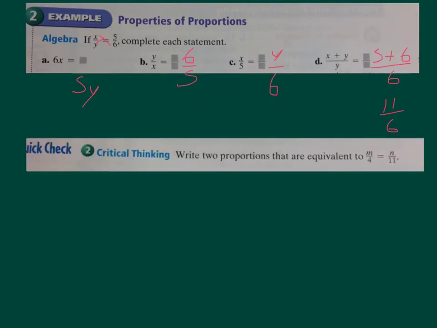Quick check number 2 asks us to write two proportions that are equivalent to m over 4 equaling n over 11.